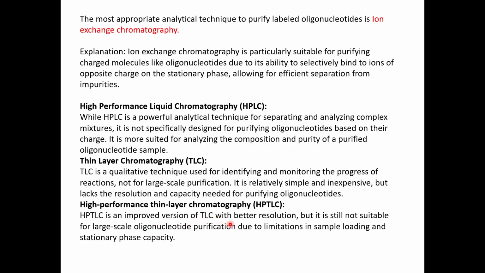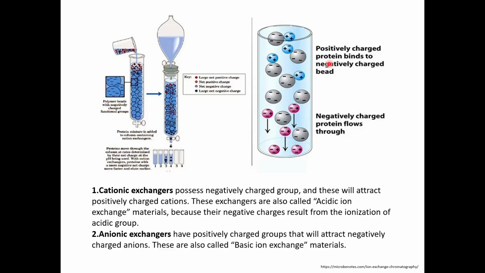Then coming to HPTLC, that is high performance thin layer chromatography, it is an improved version of TLC with much better resolution, but still it is not suitable for large scale oligonucleotide purification because it has limitations in case of sample loading and stationary phase capacity. So the best option you can go for is ion exchange chromatography.